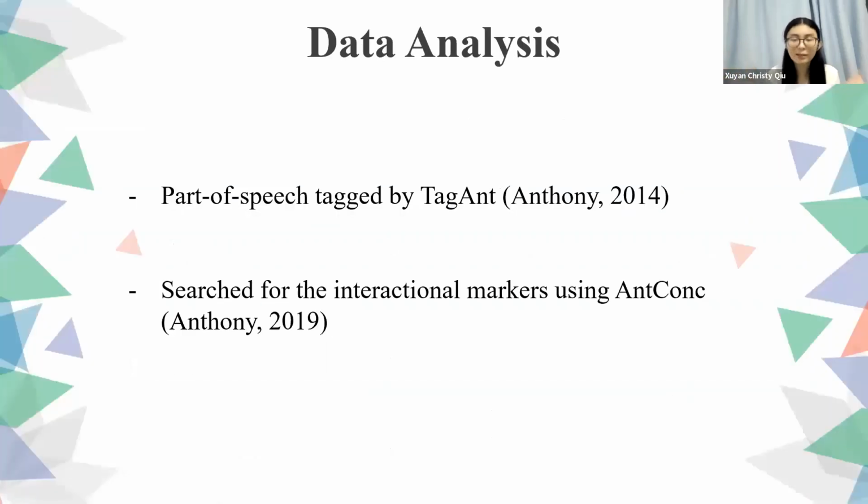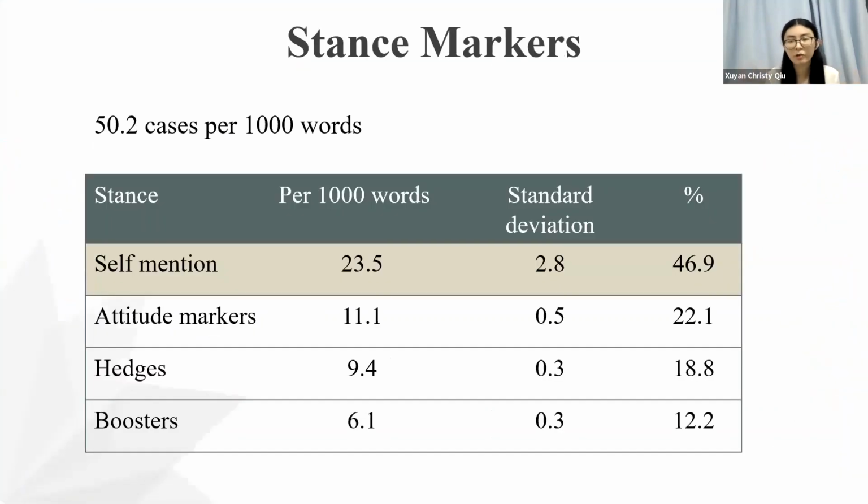We use the tag AntConc, and we refer to the interactional markers proposed by Professor Hyland and make some adjustment based on the nature of spoken discourse. And we also manually check the accuracy of the entries. Then here are what we found.